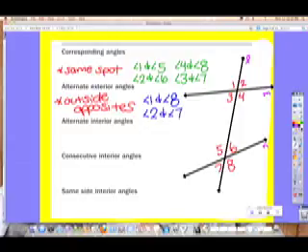Okay, alternate interior, guys. What does interior stand for? Inside. So let's do the exact same thing, but for these inside guys. 3, 4, 5, and 6 are on the inside. So for our little clue, let's just put inside opposites.